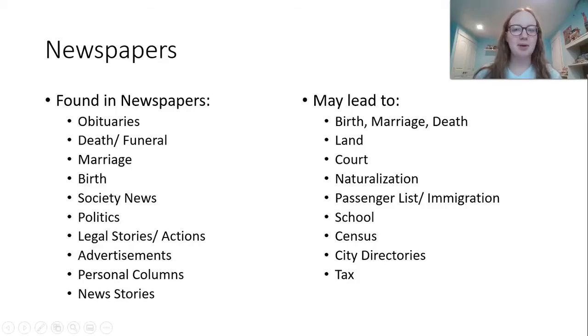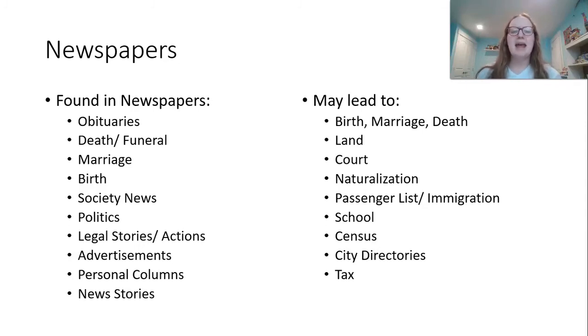Next up is newspapers. So newspapers are more than just headlines and obituaries. They include obituaries, but there are also death or funeral announcements, marriage announcements, birth announcements, society news and or gossip, different politics that were going on, legal stories or actions. So if your ancestor was in some legal trouble, there might be a story about them in the newspaper. Advertisements, personal columns, and then just general news stories about what was going on.